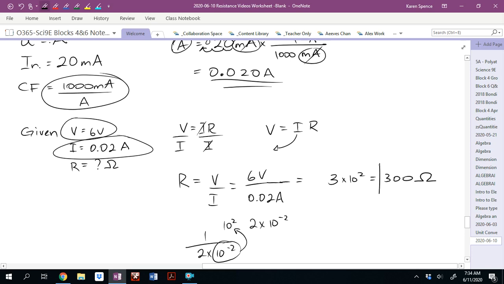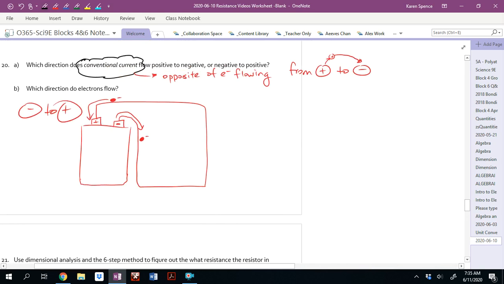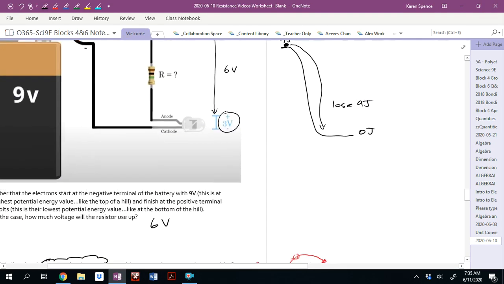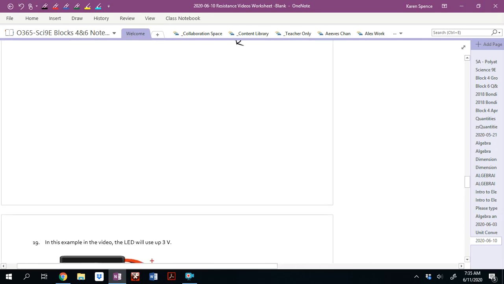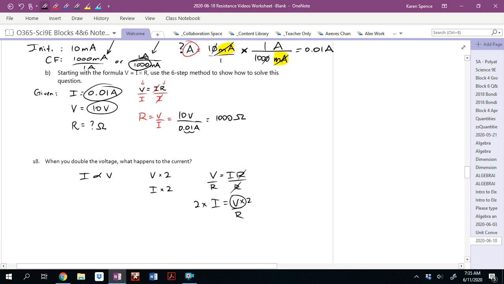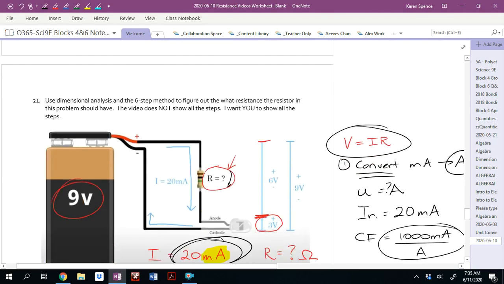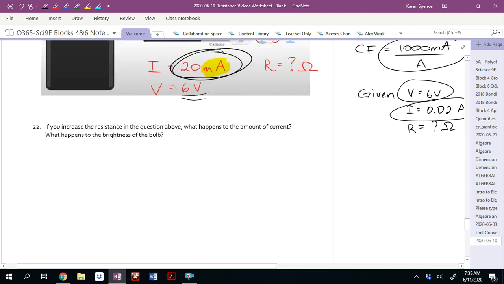Okay, so we ended up with 300 ohms, and oh my gosh, what did I forget to do? I forgot to box my final answer. Did I forget to do it up here somewhere? I feel like I did. Uh-oh. Let's go look. Somewhere here. Look at that. My final answer here was 1,000 ohms, and I didn't box it. Don't forget to box that final answer. Don't be like Miss Spence.